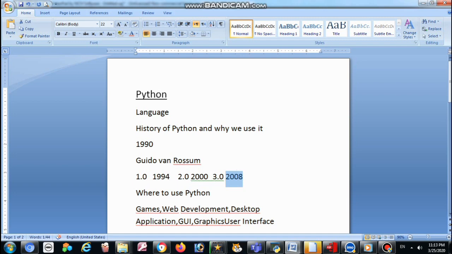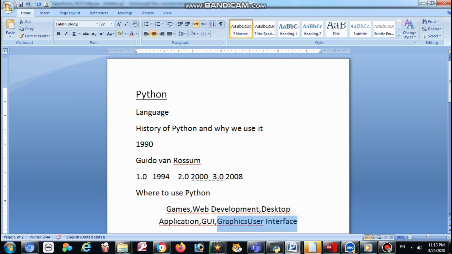So where to use Python now? Now these two things are clear. Now where to use Python? We can use the Python language in gaming, in web development, in desktop applications, GUI. GUI means graphical user interface, and also for graphics. So this is the same, graphical user interface.